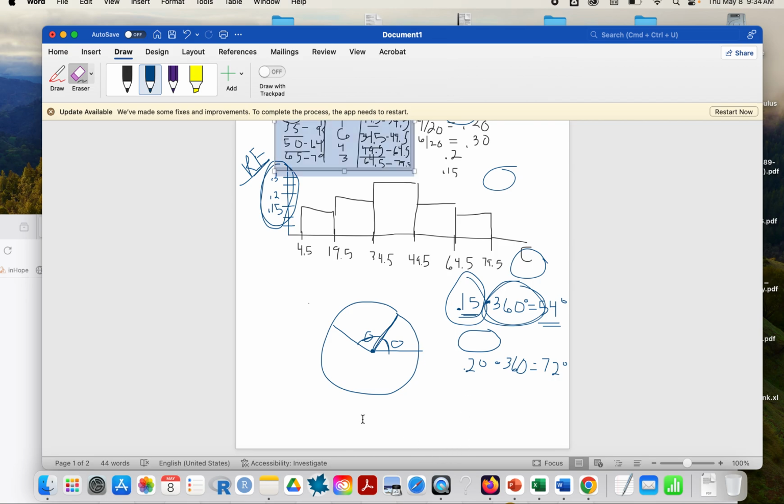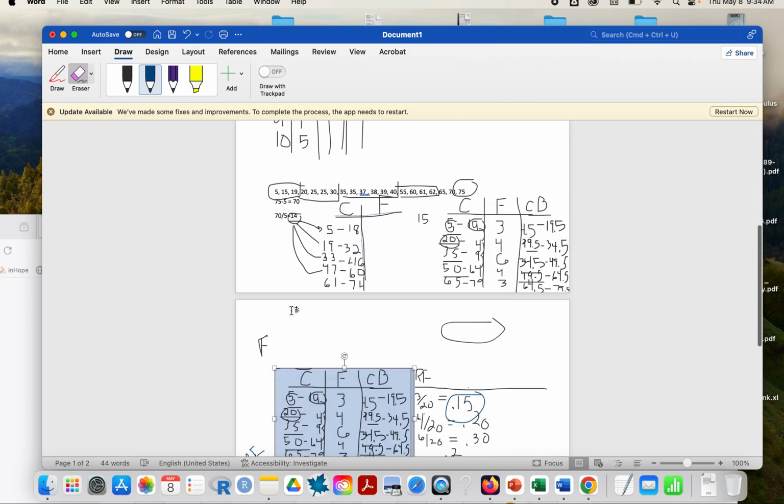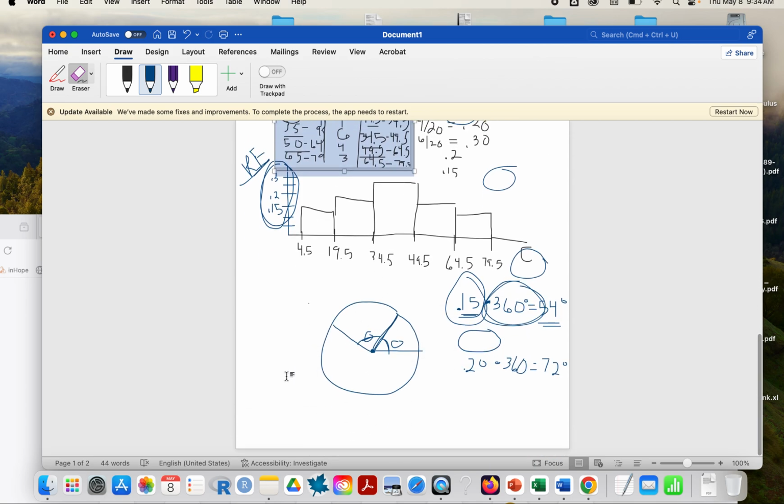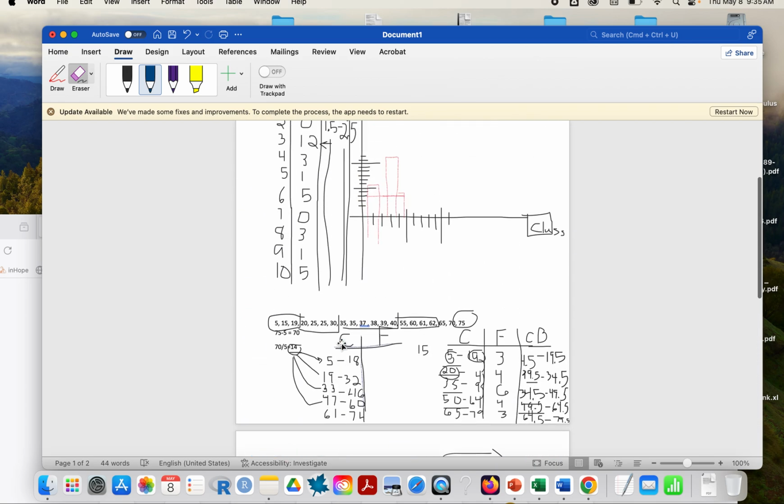Let me scroll down here now. Come on, where's my cursor? It's not letting me work.